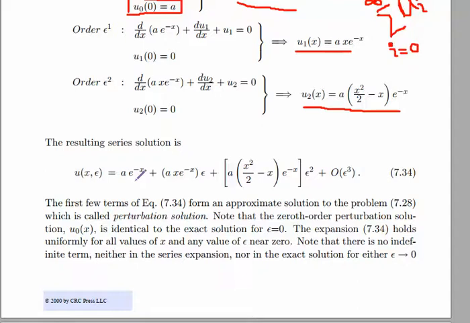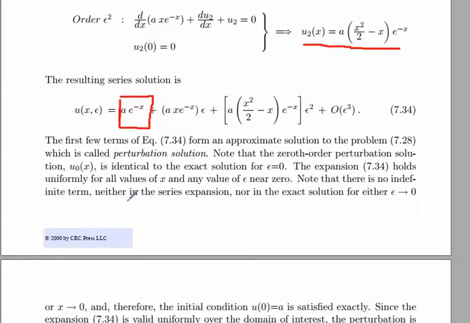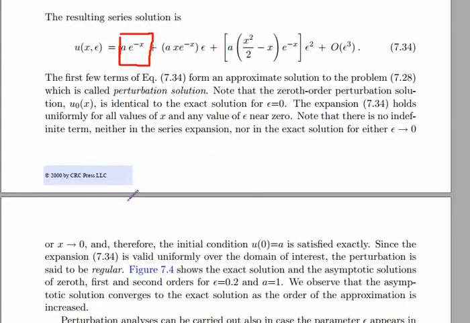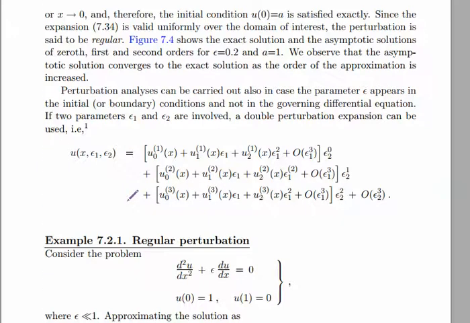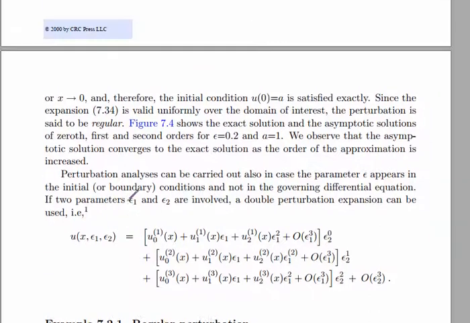If we put epsilon equal to 0, it will almost give you the exact solution, this one, which is the exact solution of the zeroth order. So this is exactly the perturbation solution for the above problem.